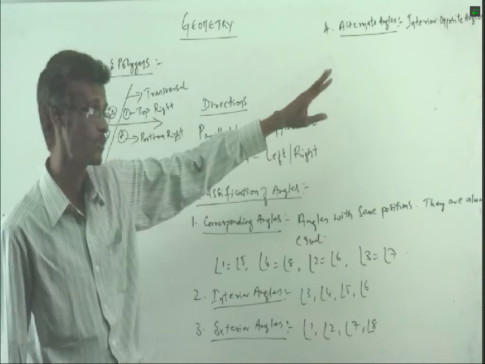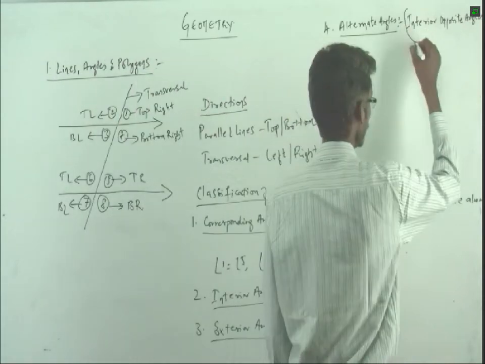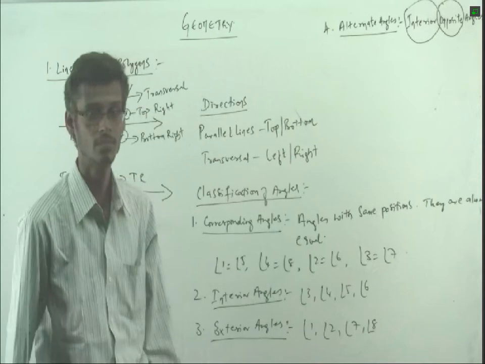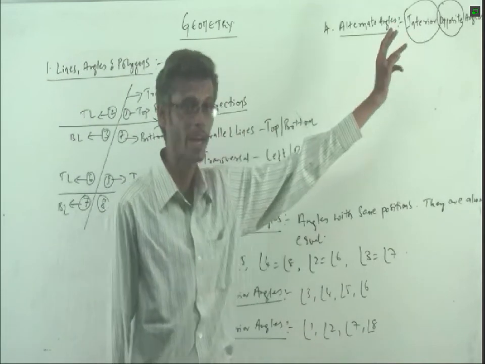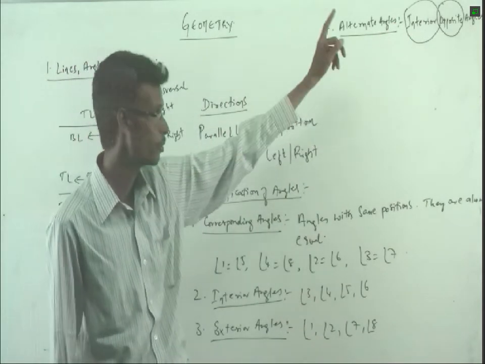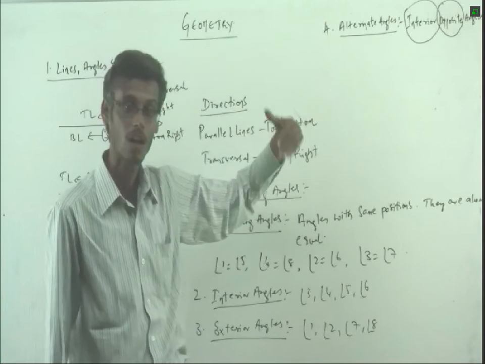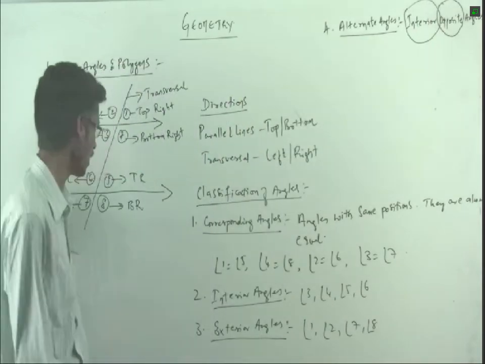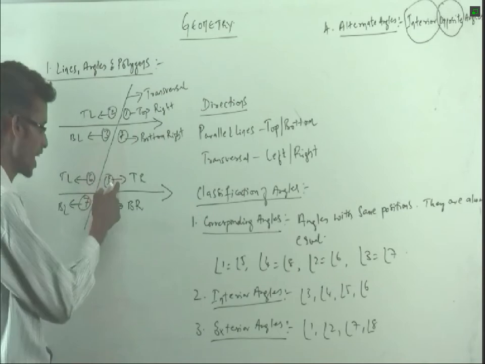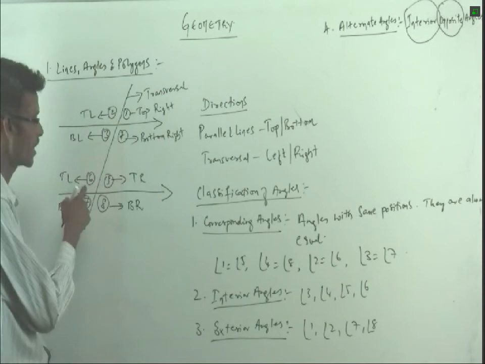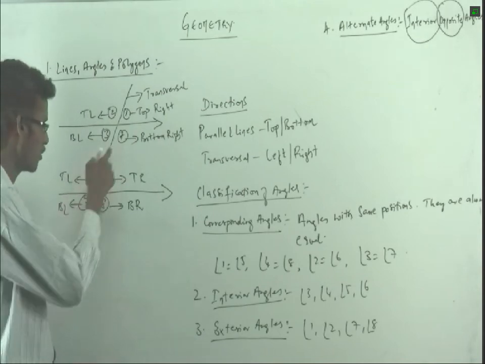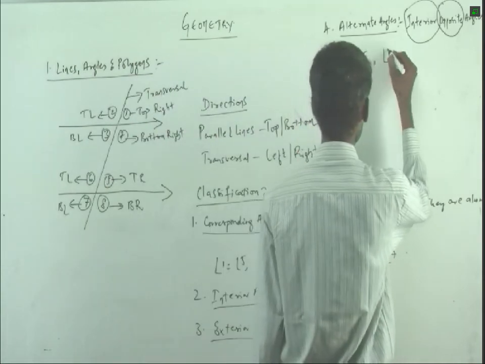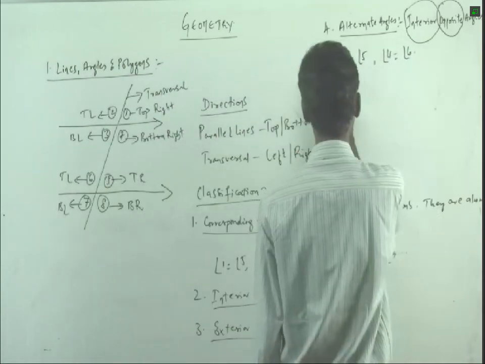In the name itself, you can observe that there are two important words, interior as well as opposite. Interior means whatever two angles you are trying to pick up, those two angles should first be interior, and on the interior side, they should be what? Opposite. So here, if you look at the figure, there are four interior angles, and the opposite angles are 3, 5, and 4, 6. So angle 3 is equal to angle 5, angle 4 is equal to angle 6.